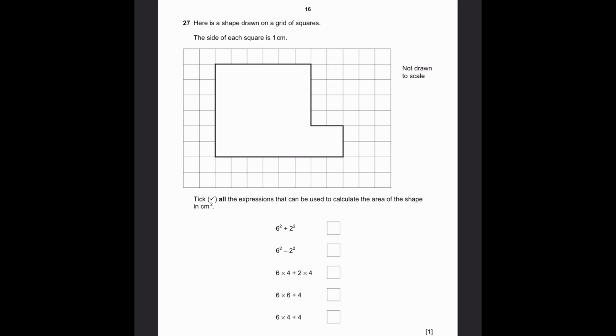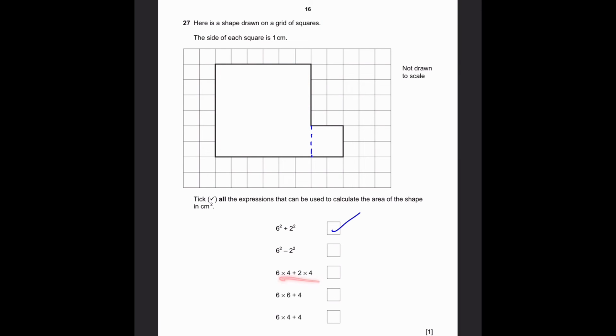Question 27. Here's a shape drawn on a grid of squares. The side of each square is 1 centimeter. Take all the expressions that can be used to calculate the area of the shape in centimeters squared. Firstly, 6 squared plus 2 squared. This is correct, since we can split this into 2 separate squares. This one has length 6, this one has length 2. Next option, 6 squared minus 2 squared. Well, that does not work, because we have 2 squares and you have to add them up, not subtract them.